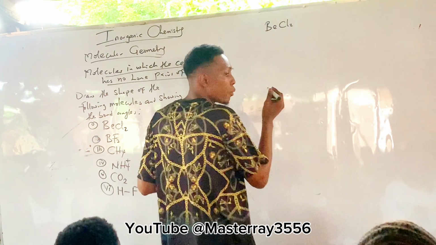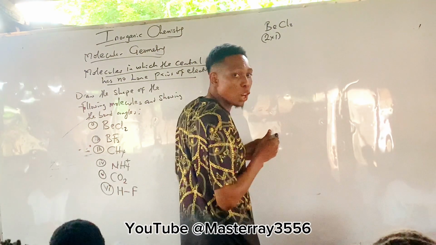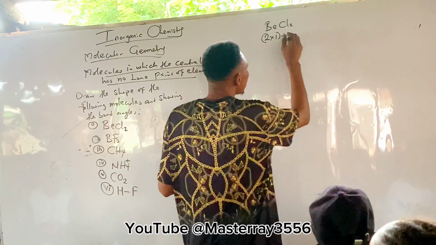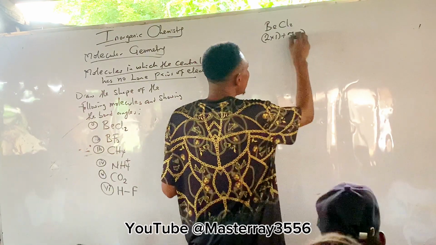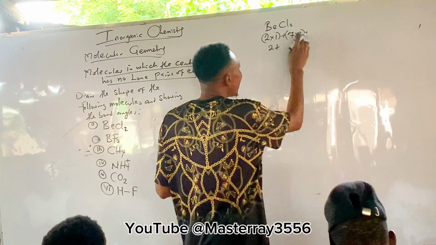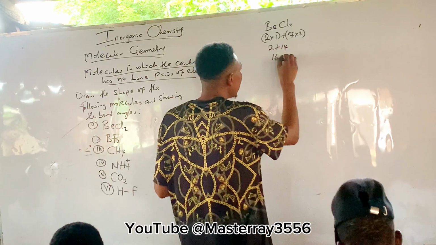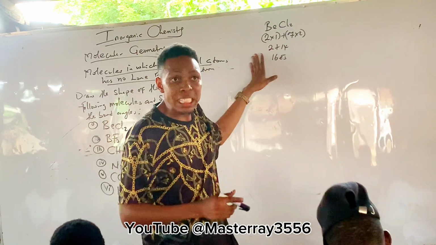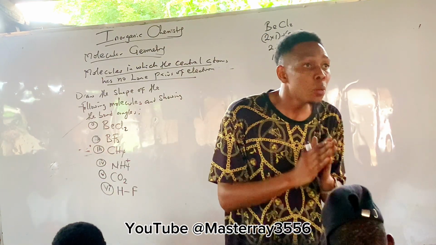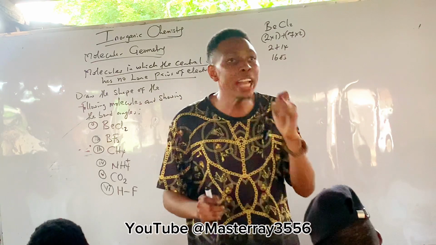We have it as 2 times 1. Are you following? Chlorine is in what group? Group 7. 2 times 7 is 14. If you add up these two, you have 16 electrons. So these 16 are the lone pair electrons. The one you do, you subtract your bond electrons from the total. How do you get your bond electrons?